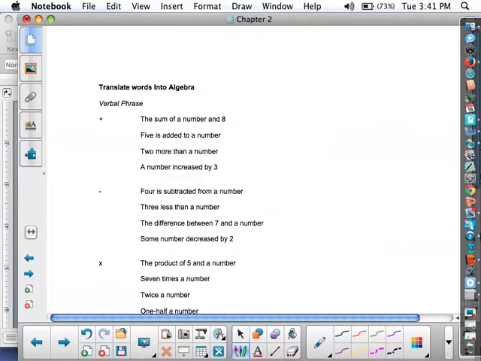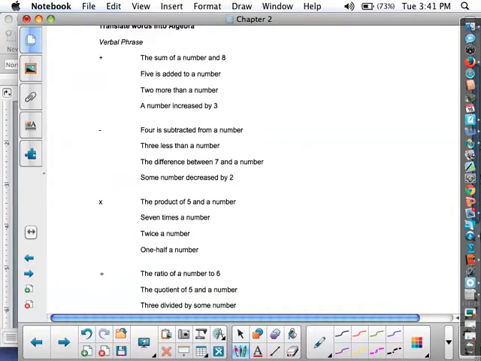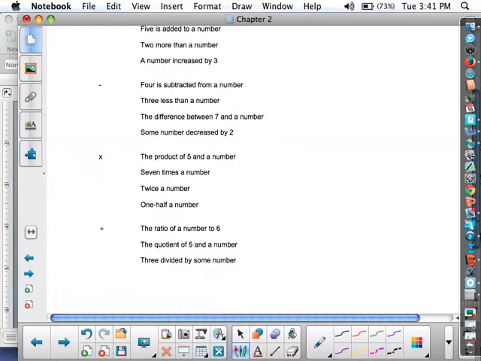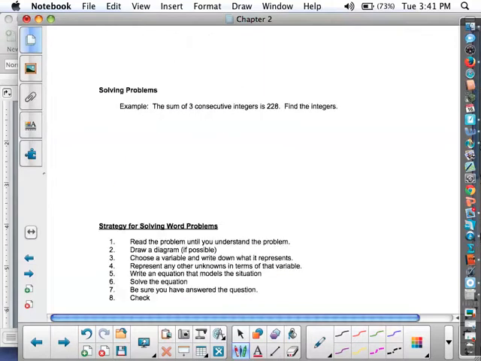The next is just a list. I'm not going to take the time to read down through that list. It's just translating words into algebra, and you can read over that list. It goes over addition, subtraction, multiplication, and division. So you can read over that list at your convenience.